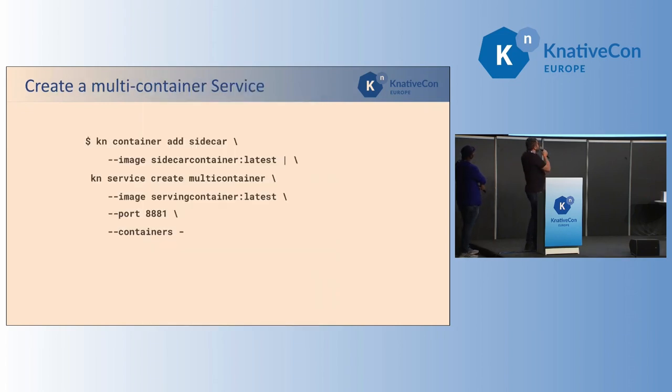And finally, I haven't mentioned that in the first serving slide. We also have support for adding a multi-container service. So you are essentially just building it through normal Unix pipes. Container add will generate those podspec chunks of YAMLs and will feed them to containers through the pipe. That can be pretty handy if you are working with a lot of containers that you would like to specify for one service.